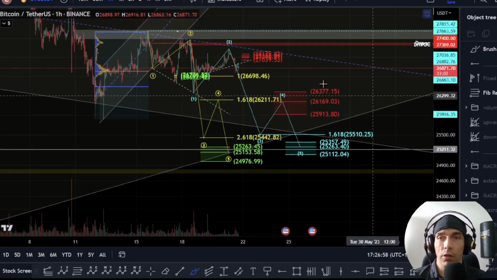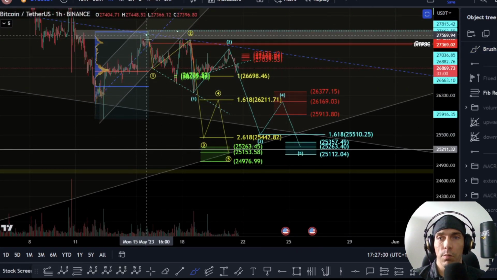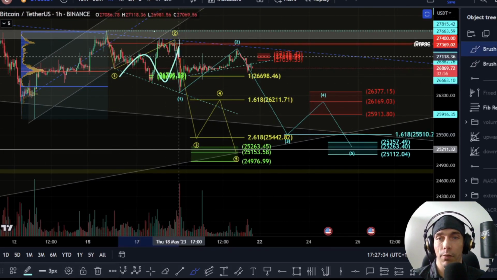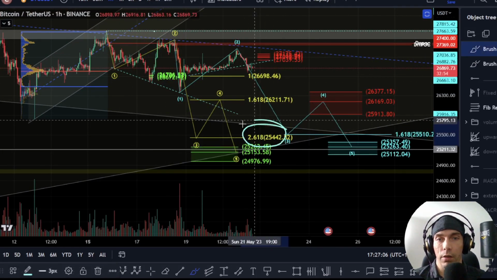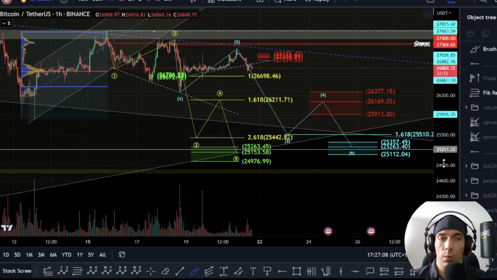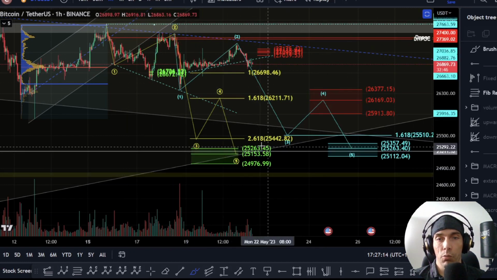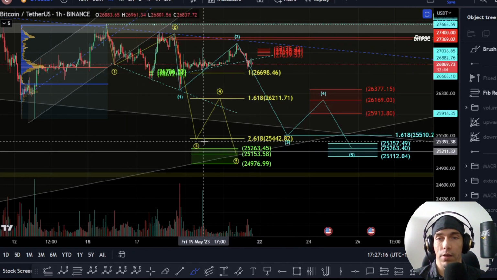Now, if this is the case and we're actually expanding out like this, what this would mean is that we have an additional 1-2 here. Now, we were talking about this, if we were looking at this as a flat, having that possibility of breaking down towards this 2.618 area or even deeper, because this can sometimes happen when we get a flat correction in a wave 2.